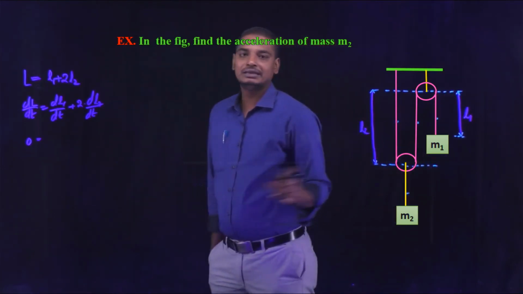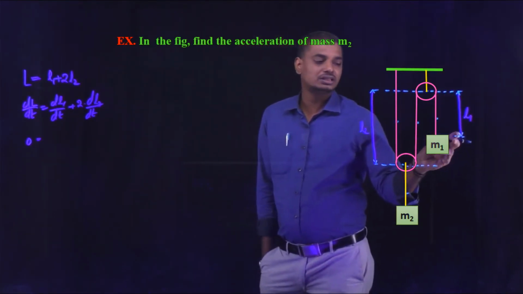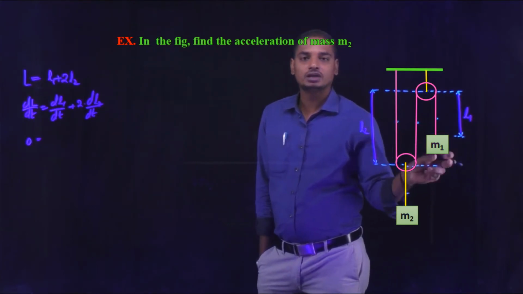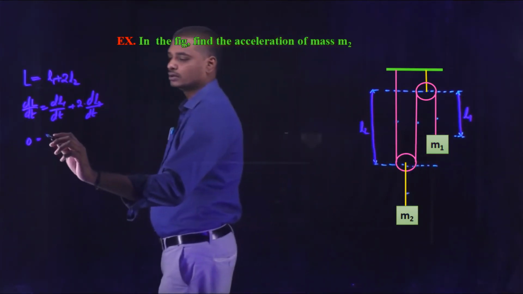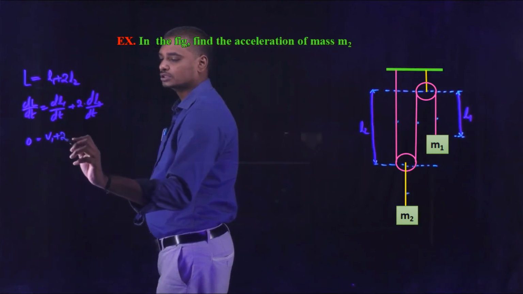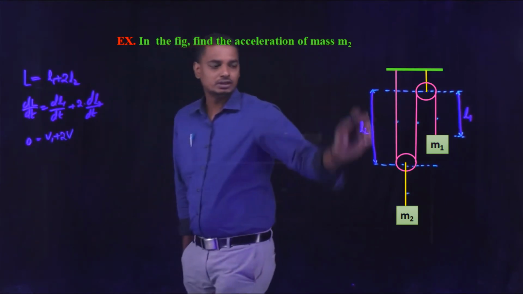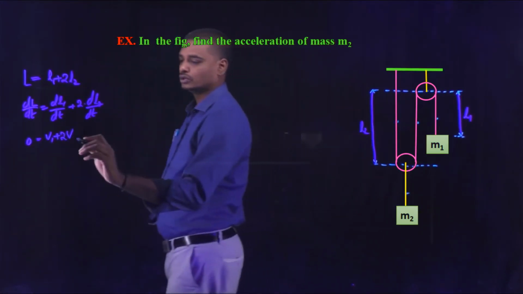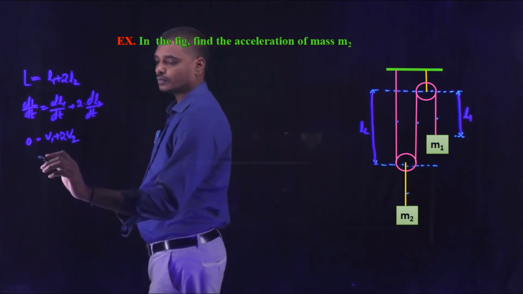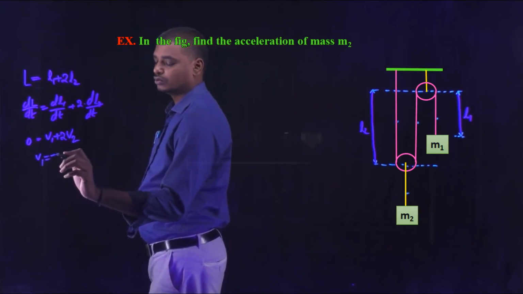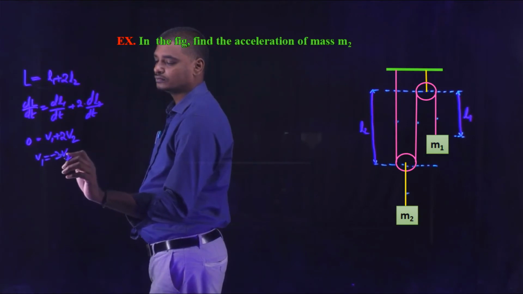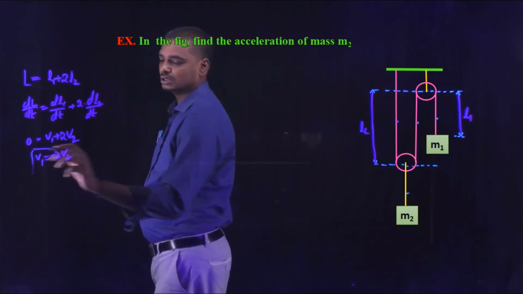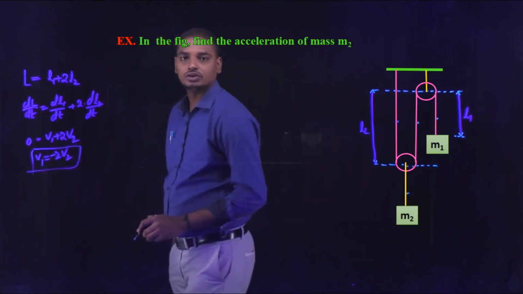It changes as the block moves up and down. So dL1 by dt is nothing but the rate of displacement, which is velocity, the velocity of the block of mass m1. So v1 plus 2 into dL2 by dt, which is due to the block of mass m2, so 2v2. So v1 is equal to minus 2v2. This is the relation between the velocities of the two blocks.